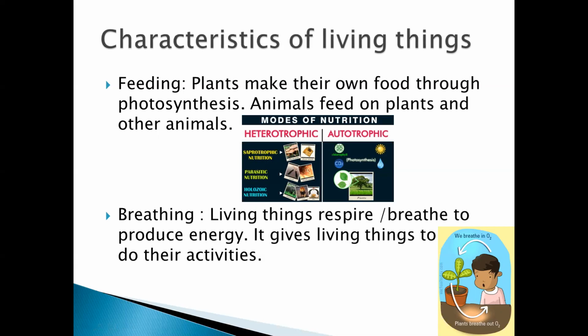So if we compare this feature with non-living things, a car cannot respire, a table cannot respire, but humans can. As you can see in this picture, plants breathe out oxygen and we take it in, and humans breathe in oxygen and breathe out carbon dioxide, which is taken up by the plants later on. Okay, students, so what is the first feature? The feature of feeding, and the second is the feature of breathing.